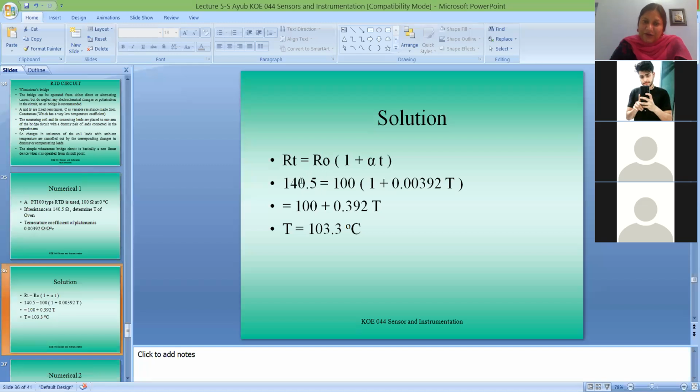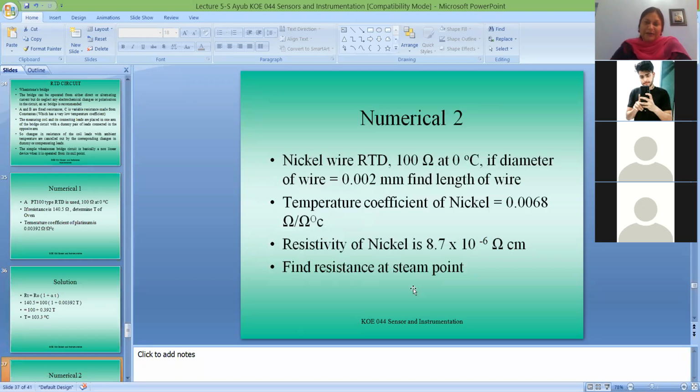RT is your 140.5, which is due to temperature change. R0, that is at 0 degrees Celsius, the resistance is 100 ohms. Alpha is given as 0.00392, and this is your T. Now, if you substitute the values, you will get T as 103.3 degrees Celsius. That means the temperature which you are measuring is 103.3 degrees Celsius. So, is it clear how you use the RTD?